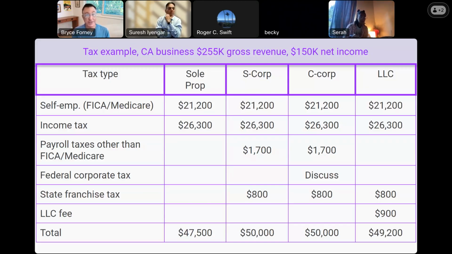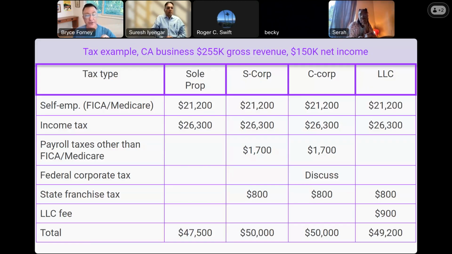One of the reasons to make that number as high as possible is that retirement contributions to a 401k or SEP IRA are based on wages earned. But I want some money to be left over as corporate net income. So if you had $25,000 left over, that's going to be subject to federal corporate tax, which is going to be at least 10%.